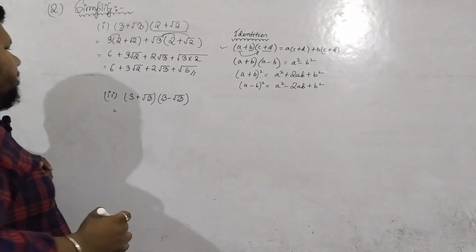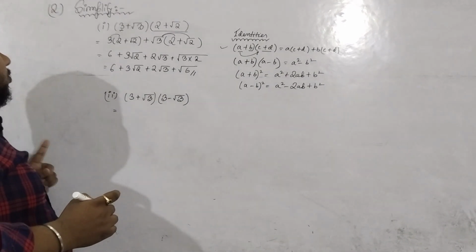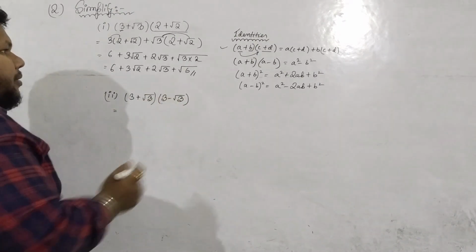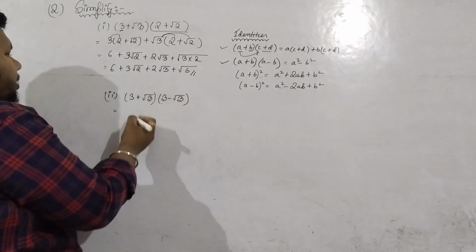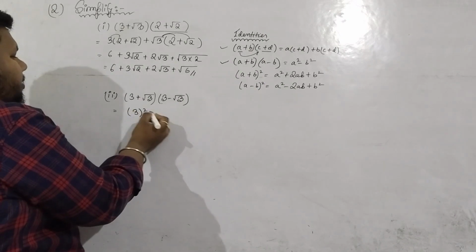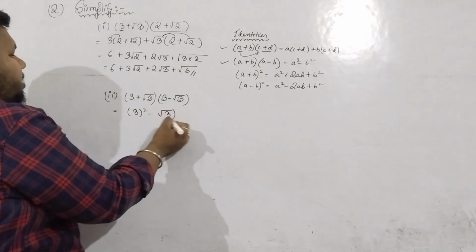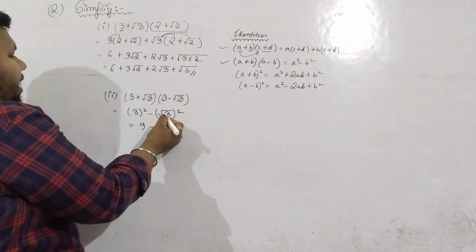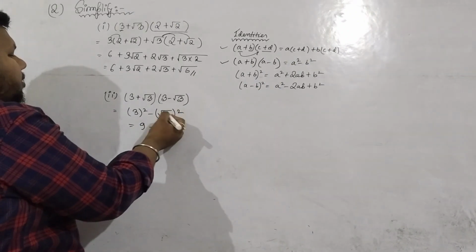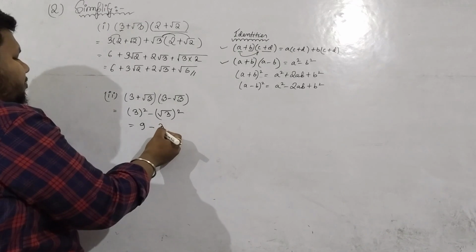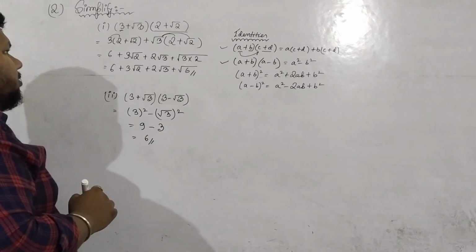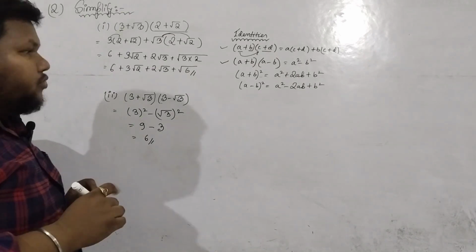Next you see, 3 plus root 3 into 3 minus root 3. a plus b into a minus b. Which formula? Second one: a square minus b square. So 3 square is 9, and the square and square root got cancelled, so what is left? 3. 9 minus 3 is 6. So this is your answer. So let us move to the next question.